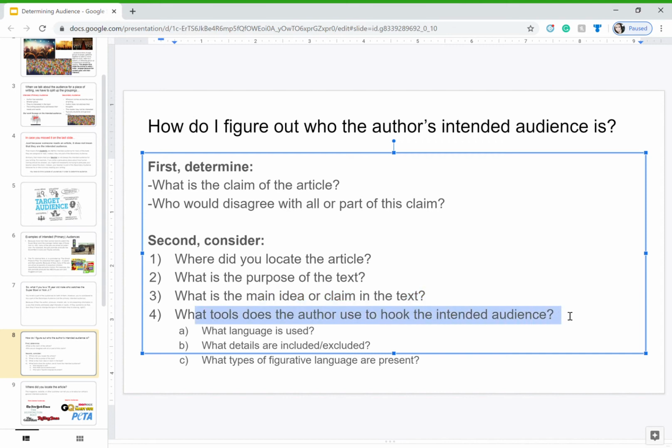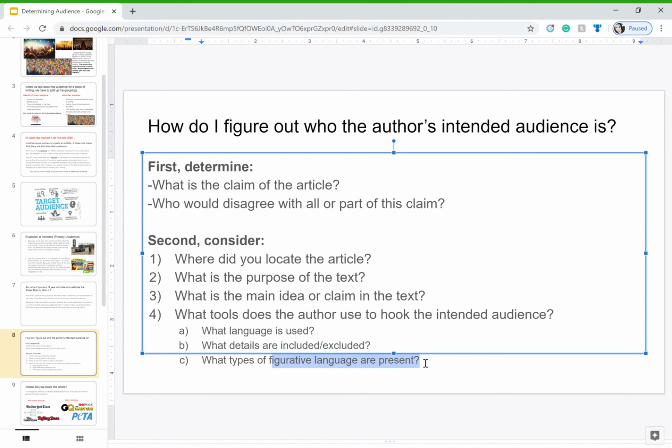What tools does the author use to hook the audience? Now, when we think of tools to hook the audience, oftentimes we think about language, details, and figurative language. If we're thinking about language, think about it in this way. How does the author address what they're saying? Do they use complicated words? Do they use language that is specific to a profession or a type group of people, a category of people?